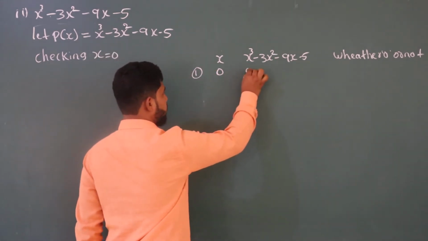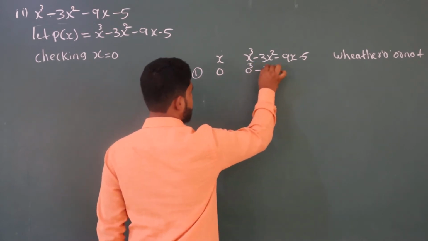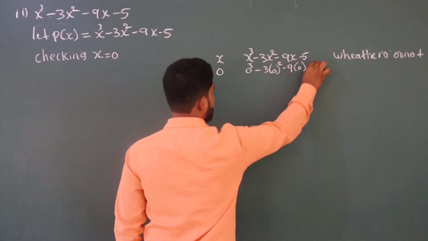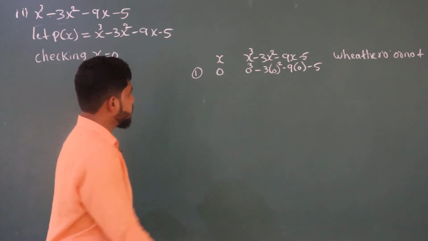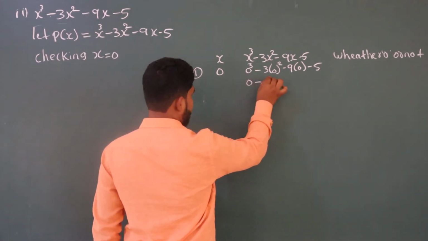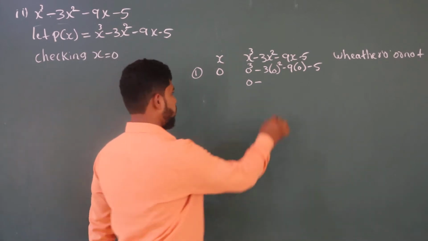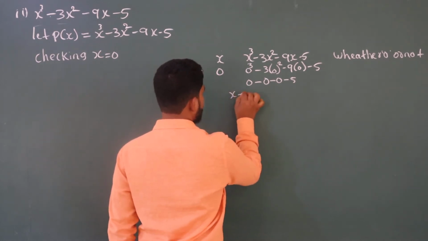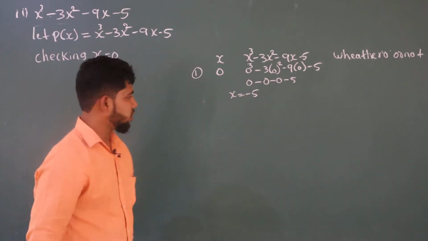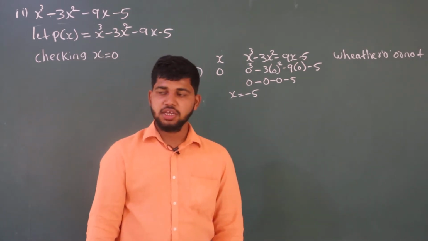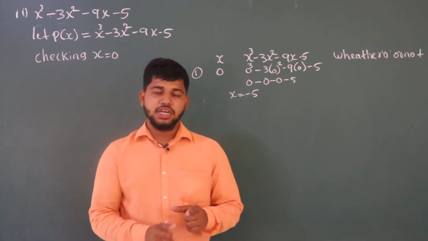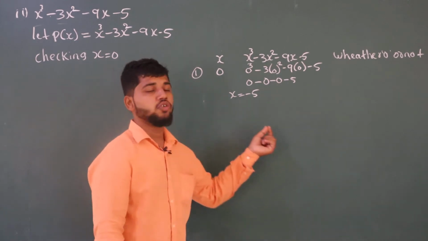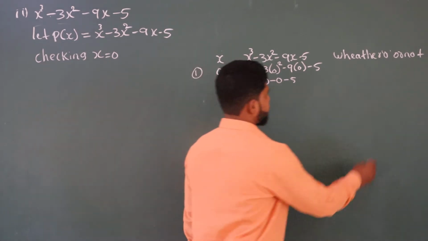Now 0 cube minus 3 times 0 square minus 9 into 0 minus 5. Now 0 cube means 0, minus 0 square means 0, minus 0, minus 5. So p of 0 is equal to minus 5. If you take 0 in the place of x, you must get the answer 0, but you got minus 5.